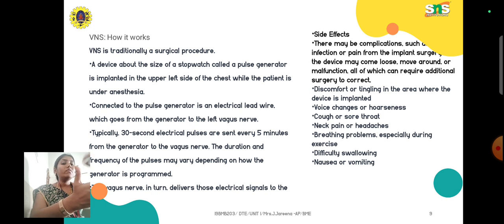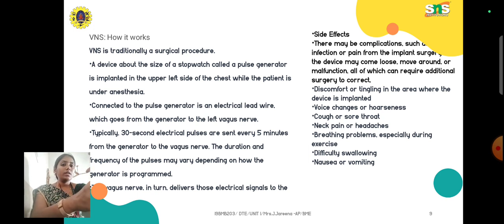This lead wire will travel all the way to the nerve, the left vagus nerve, to the brain. Typically a 30-second electrical impulse is sent every 5 minutes from the generator to the vagus nerve. The duration and frequency of the pulse are also adjustable. We can change them depending upon how the generator is programmed.